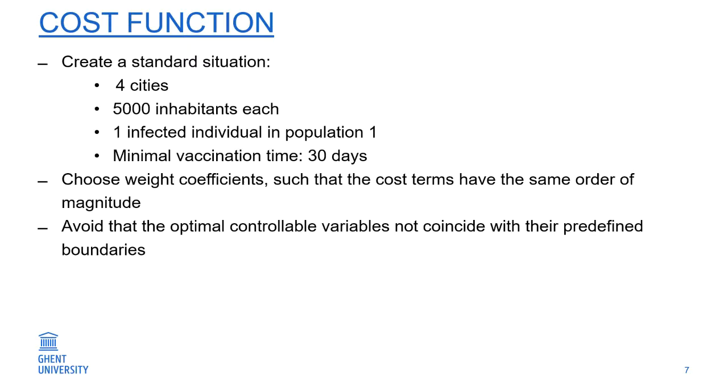To find the ideal weight coefficients, we created a standard situation in order to easily reason which weight coefficient should be adapted. Many attempts were needed to find the weight coefficients in order that the different costs had the same order of magnitude. Furthermore, it was also important that not all the optimal controllable variables coincide with their predefined boundaries.